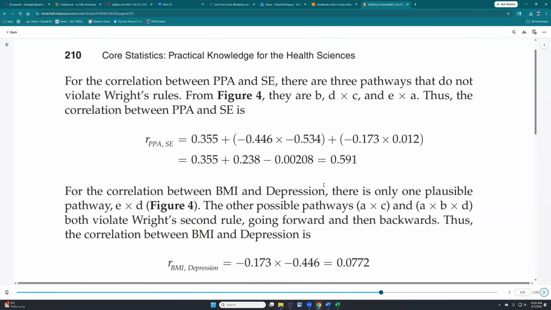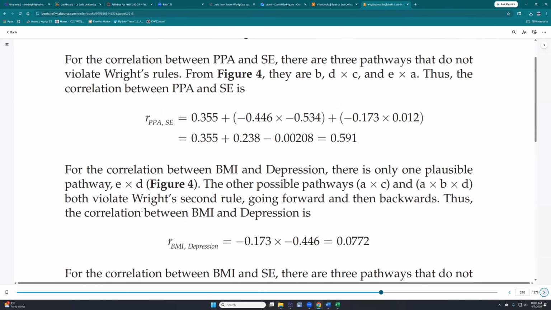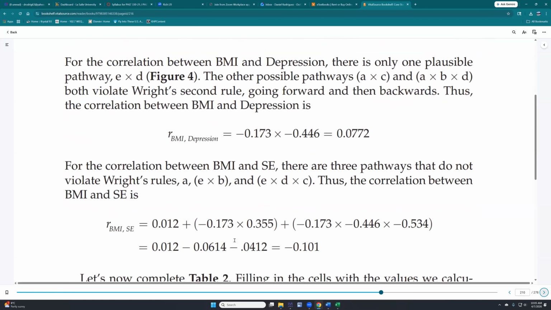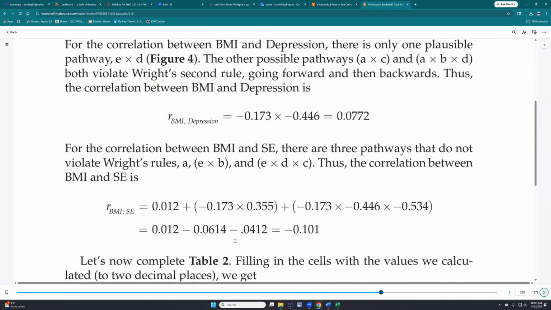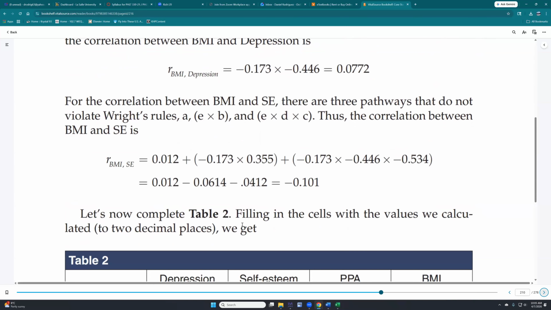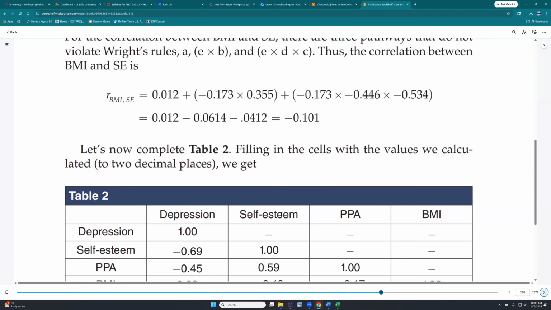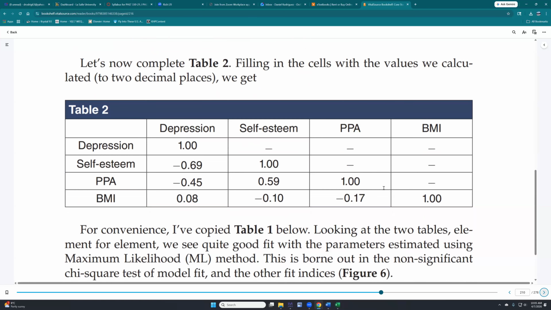Perfect. All right. For the correlation between BMI and depression, there's only one plausible pathway. Okay, so it's BMI and depression. As you see, we have a whole bunch of these that we're going to go through and trace the paths. So we took all these and completed the table. I used Wright's rules basically to trace the model and recalculate the variance and covariance matrix, or in this case, the correlation matrix, right?